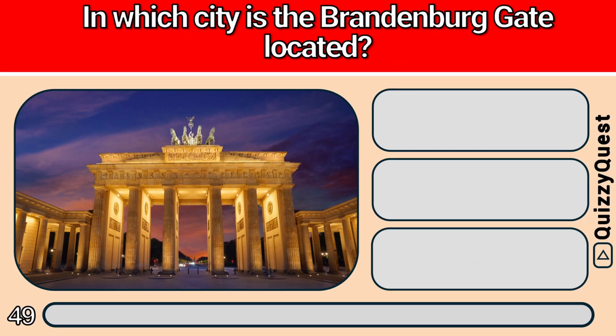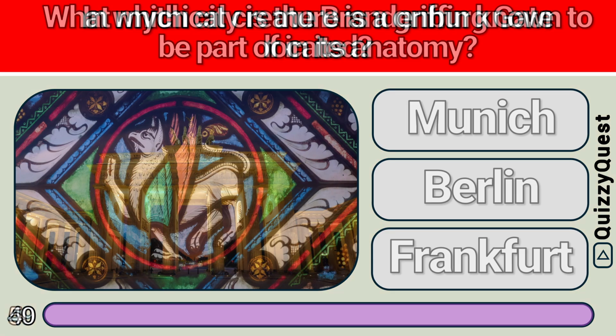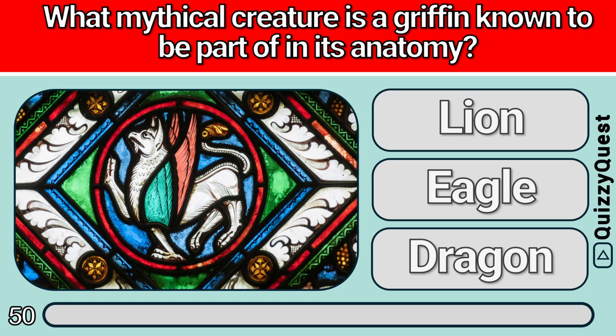In which city is the Brandenburg Gate located? Is it A, Munich, B, Berlin, or C, Frankfurt? It is B, Berlin. What mythical creature is a griffin known to be part of in its anatomy?